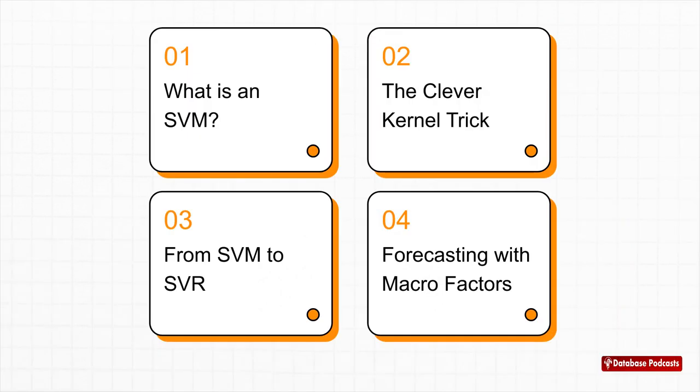All right, here's our roadmap. We're going to start with the absolute basics. What even is a support vector machine, or SVM? Then we'll get into this really cool thing called the kernel trick, which is how it handles messy real-world data. After that, we'll see how it evolves from a classifier into a forecasting tool called SVR. And finally, we'll put it all together to see how this is actually used to make tactical investment decisions.